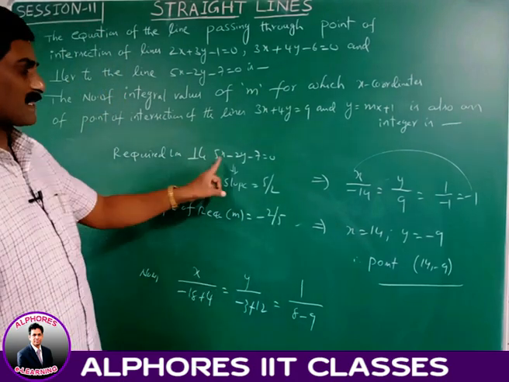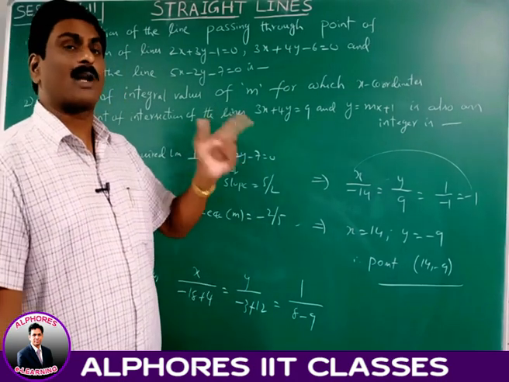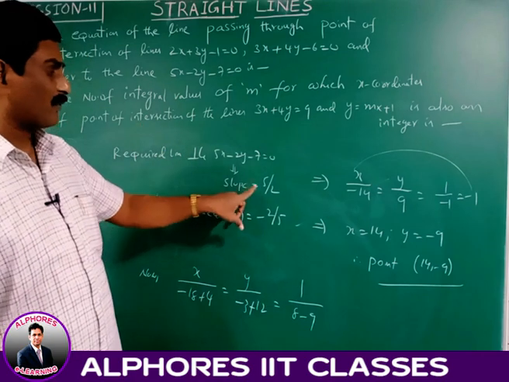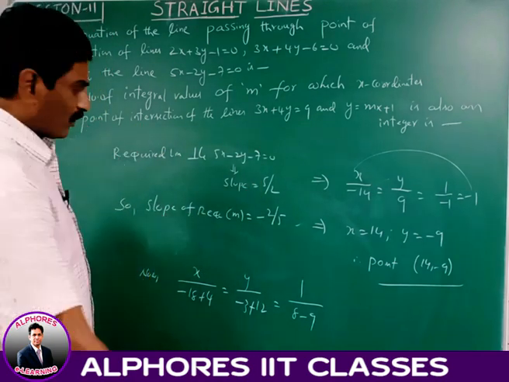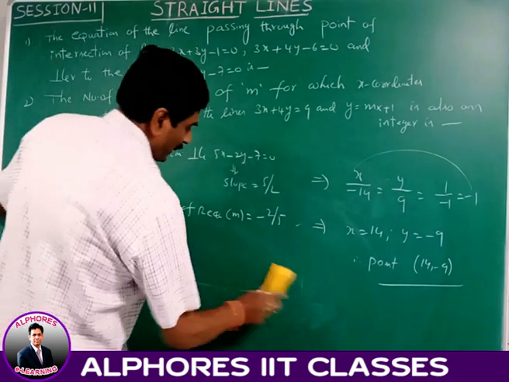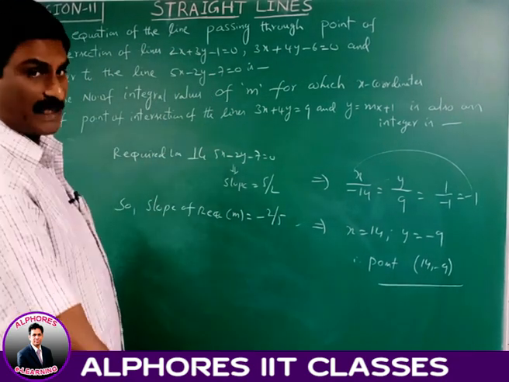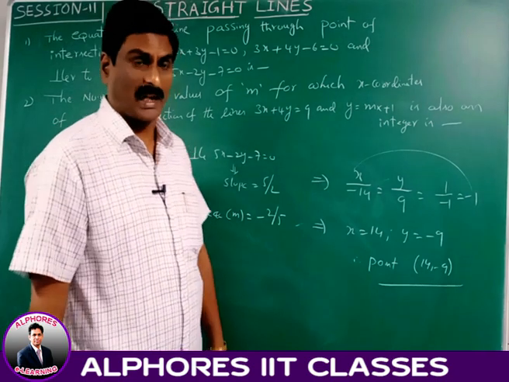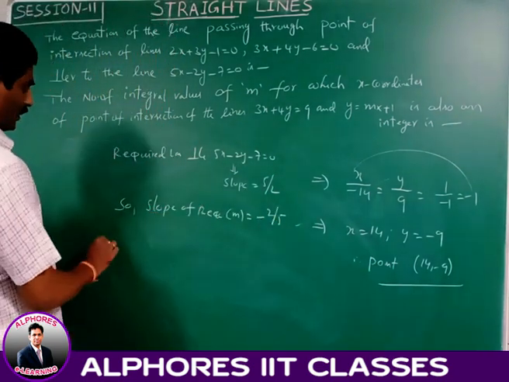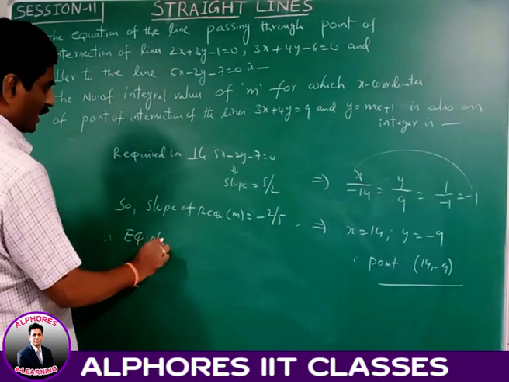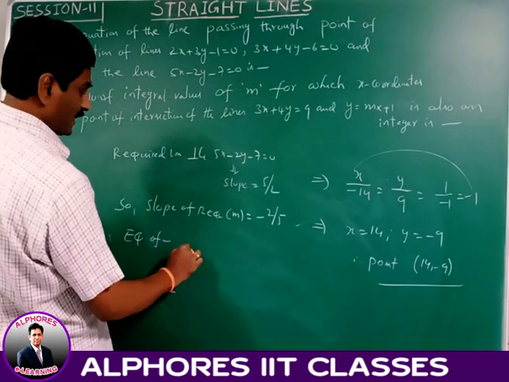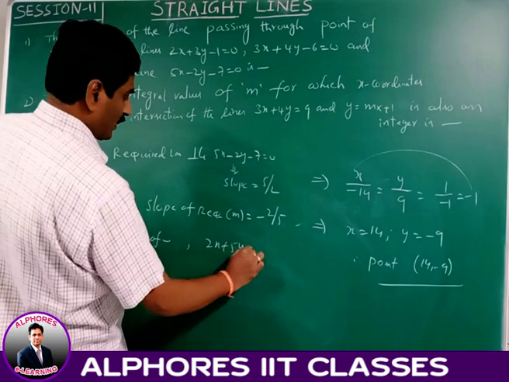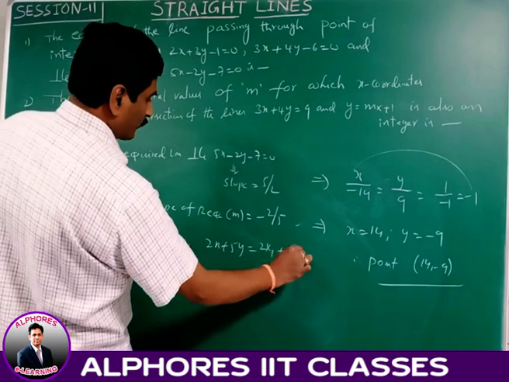Okay, slope of this line is 5 by 2. Perpendicular slope means m1 m2 is equal to minus 1. By using that value we find the slope is minus 2 by 5. Product of these two values is minus 1. Okay, now the equation of the required line: if the slope is given as minus a by b, we know the equation of the line. Here slope is minus 2 by 5. Therefore, equation of line is ax plus by is equal to ax1 plus by1. That means 2x plus 5y is equal to 2x1 plus 5y1.